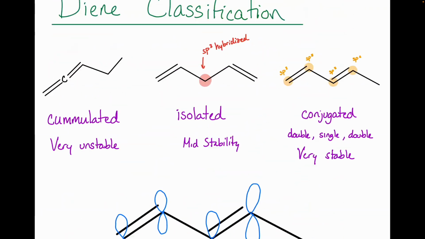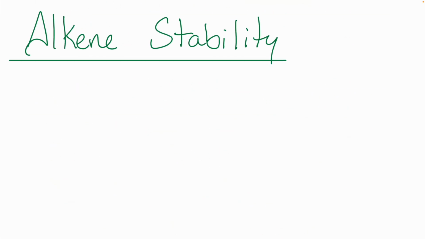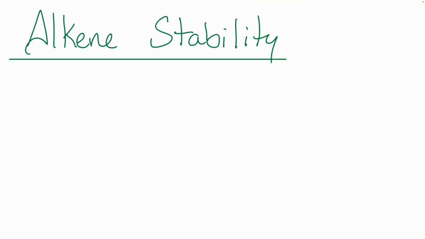Okay, so first of all, in these examples above here, if I asked what was the most stable, what would you tell me? The conjugated. And if I asked you what was the least stable, what would you tell me? The cumulated, okay? So to be clear also, because there's another synonymous term we use with stability, stability is the same thing as saying low energy.